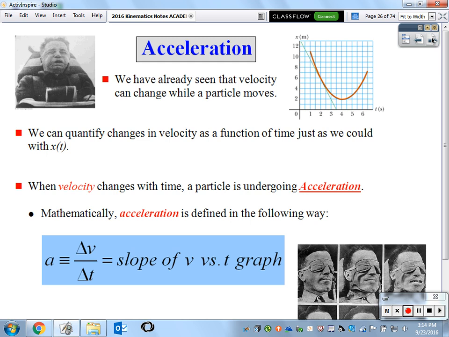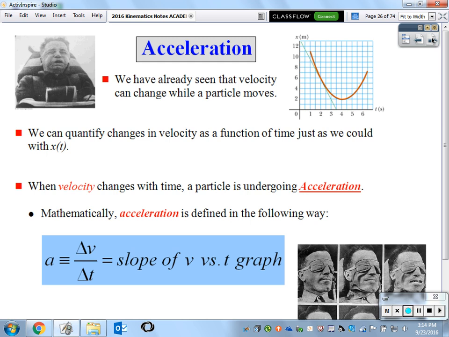So if you speed up, do you experience an acceleration? Yes. If you slow down, do you experience an acceleration? Yes. Trick question to make you think. If you go at a constant speed in a circle, are you accelerating?